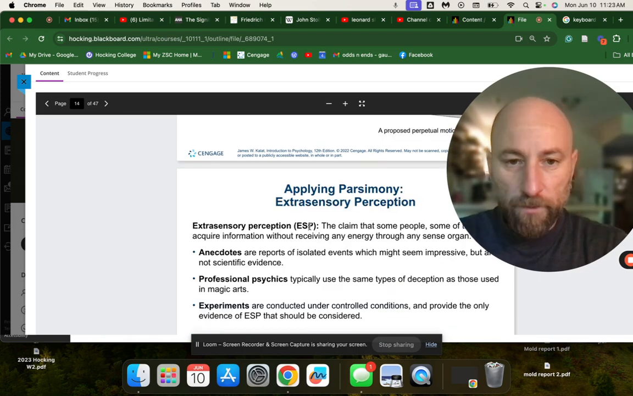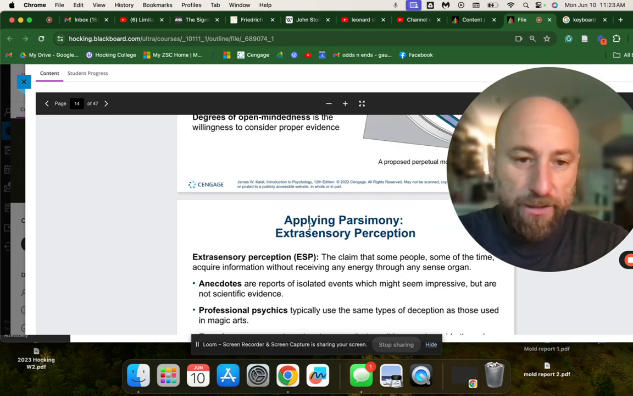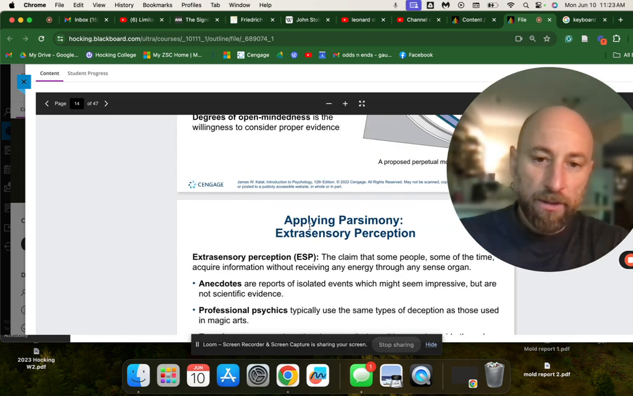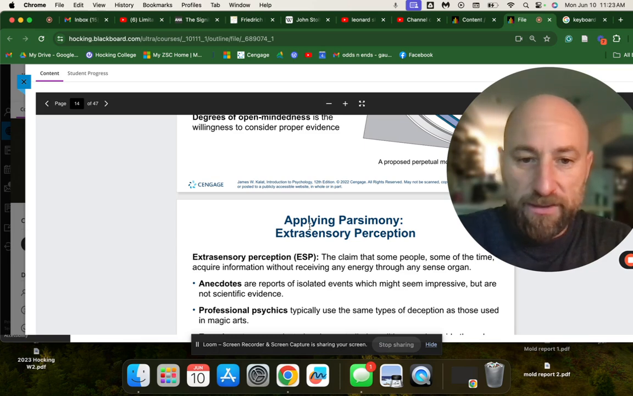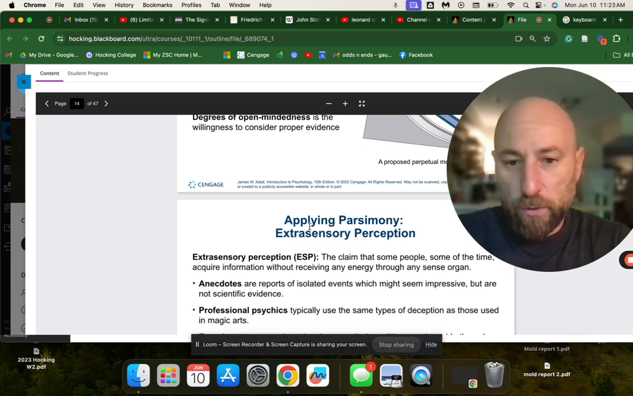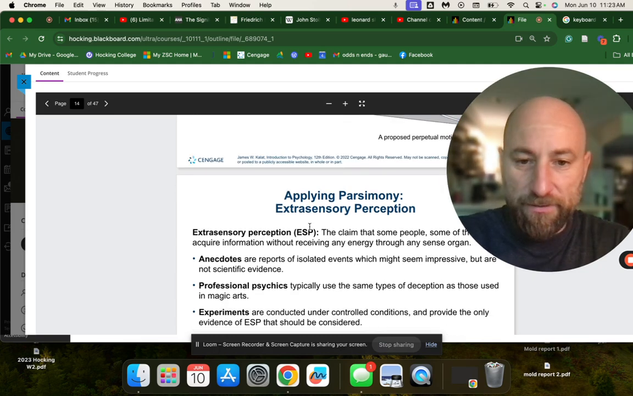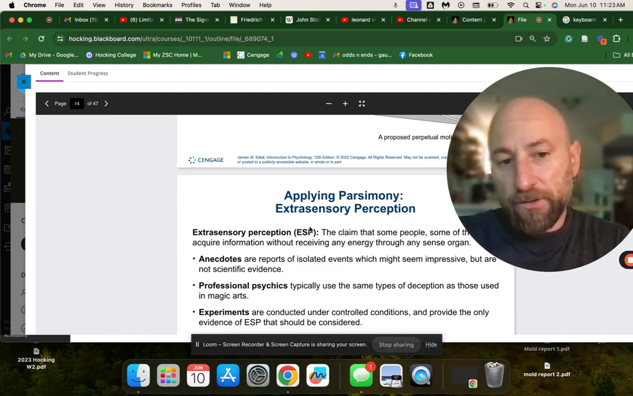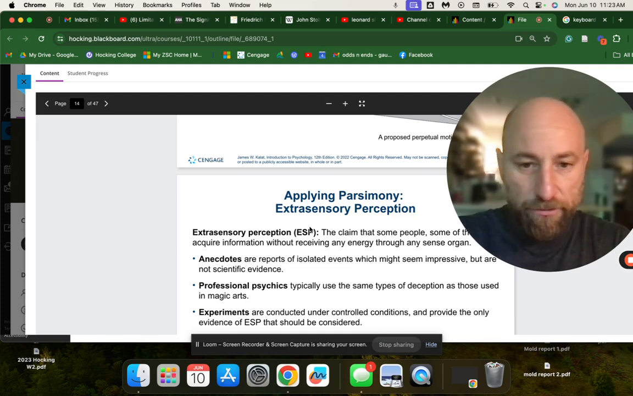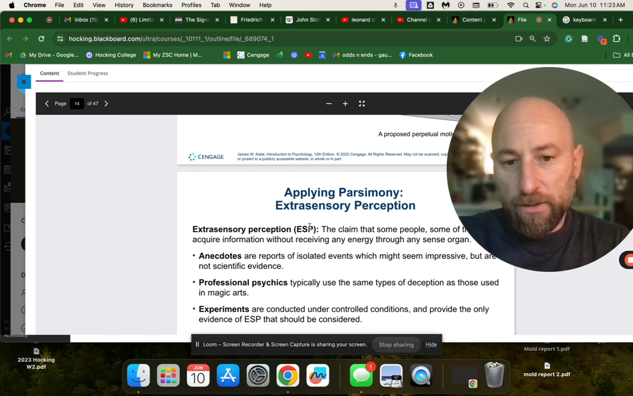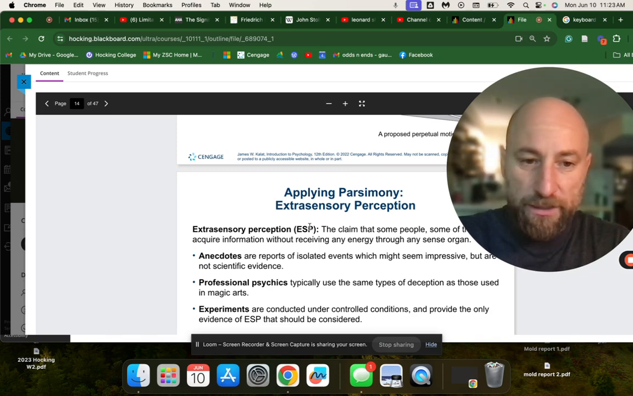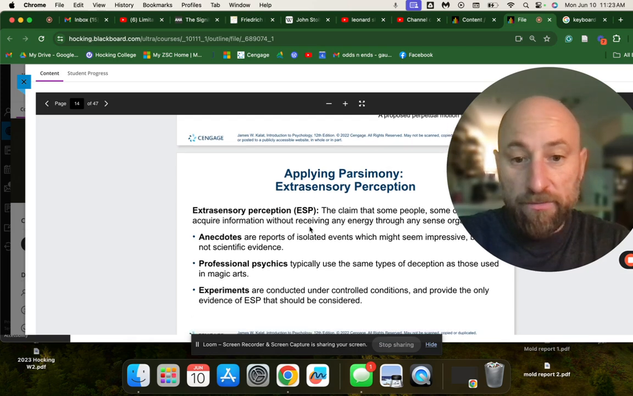Applying parsimony, extrasensory perception is the claim that some people, some of the time, acquire information without receiving any energy through any sense organs. Well, anecdotes. There are reports of isolated events which might seem impressive but are not scientific evidence. Professional psychics typically use the same types of deception as those used in magic arts. Experiments are conducted under controlled conditions, and they provide the only evidence of ESP that should be considered.